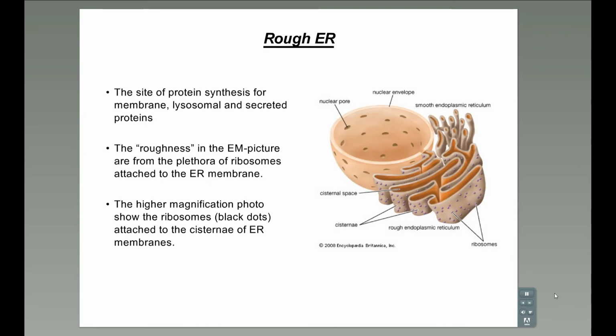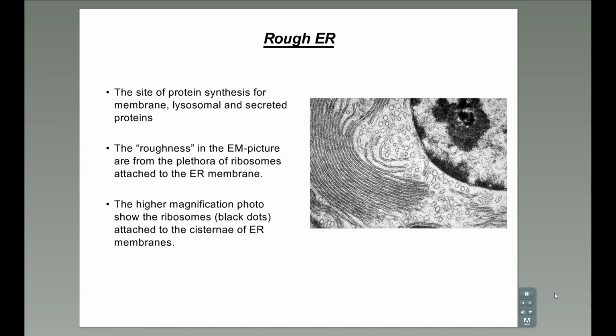In contrast to the smooth ER is the rough ER, which is the site for protein synthesis for membrane, lysosomal, and secreted proteins. The roughness of the rough ER comes from those ribosomes which are making the proteins which are docked on to the ER membrane. If you look at this EM picture here, you can see very nicely these stacks or cisternae of ER, and the black dots are kind of giving it that rough texture.